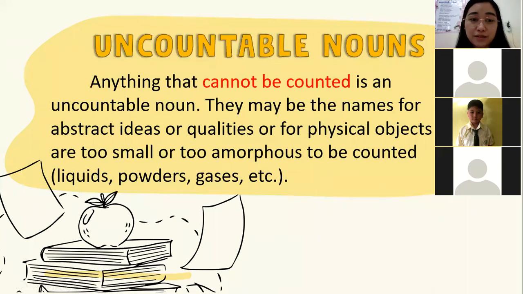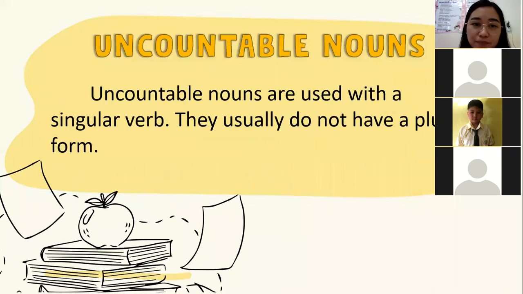Again, uncountable nouns, anything that cannot be counted. Why can't we count uncountable nouns? Because they may be names for abstract ideas or qualities, or for physical objects that are too small to be counted. Examples like ash, sand, liquids, powders, gases, etc. So these things are considered uncountable. Uncountable nouns are also used with a singular verb. They usually do not have a plural form.